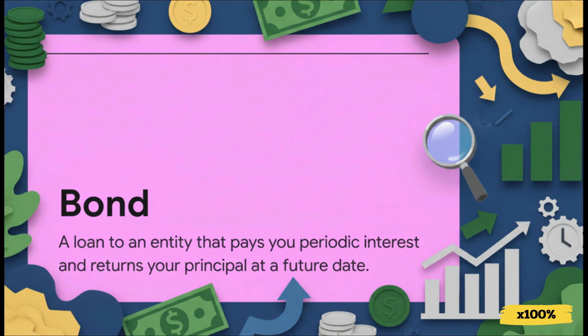And in return for your money, they're making you two big promises. First, they promise to pay you fixed interest payments on a regular schedule. We call those coupons. And second, they promise to give you your original loan amount back, that's the principal, on a specific date in the future, which we call the maturity date.